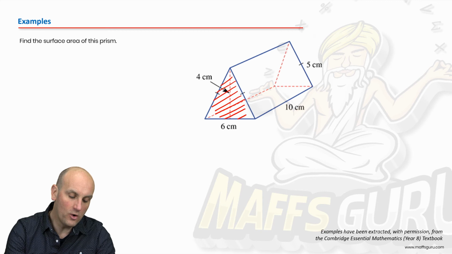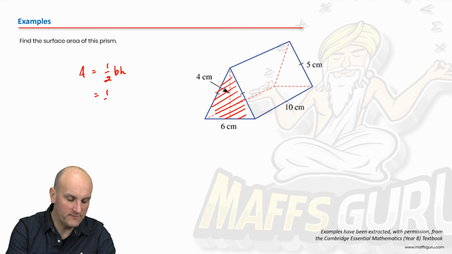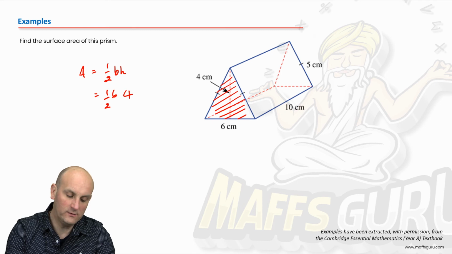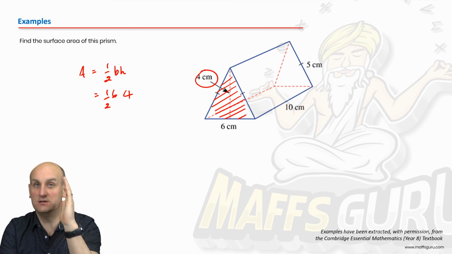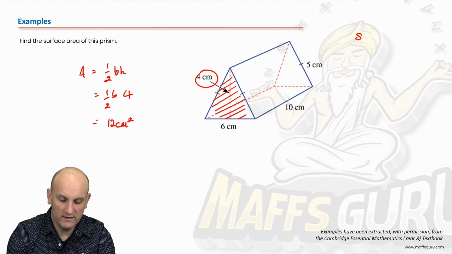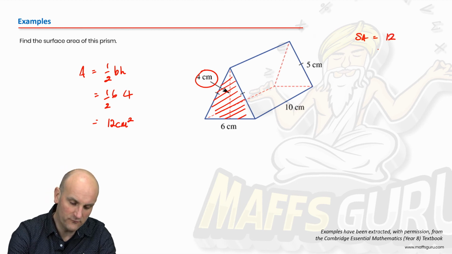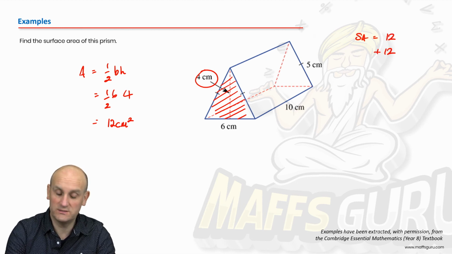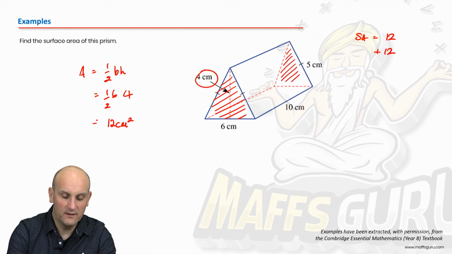Let's find the area of that front face. So we know the area of a triangle is a half base times height. What's our base length? It is 6. What's our height? It is 4. How do we know it's 4? Because the dotted line through the center is giving me my height. Half of 6 is 3, 3 times 4 is 12, and again, 12 centimeters squared. So I'm going to write my surface area is equal to 12 plus 12. Why is it 12 plus 12? Because the front and the back are going to be exactly the same.